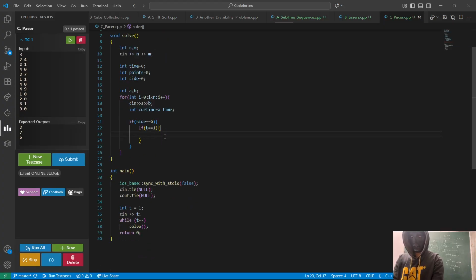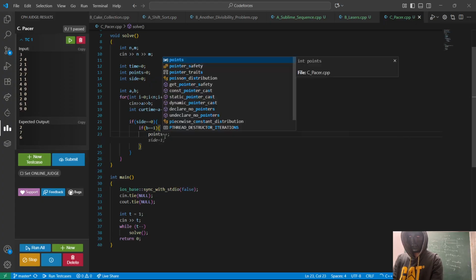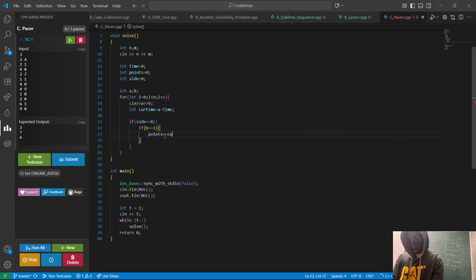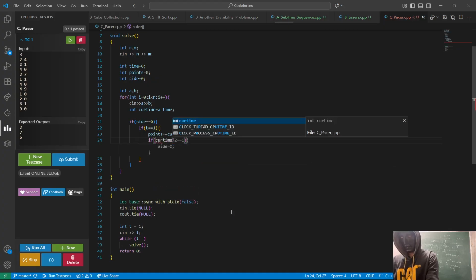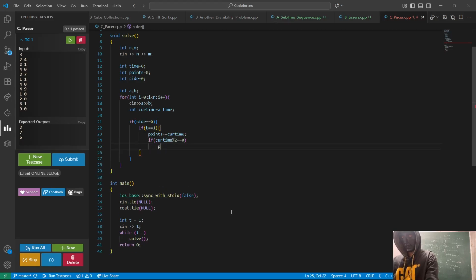As I showed, in that case your points will be plus equals to current time, right? But it's like you are at one end, you want to reach the other end, so you are basically taking all the time frame. But if the time frame is even, in that case you'll have to subtract 1. If your current time modulo 2 is equal to 0, in that case your points will be decreased by 1. That is the case.